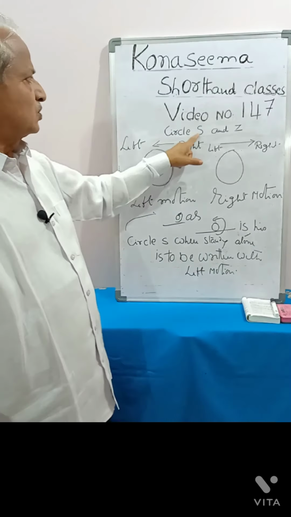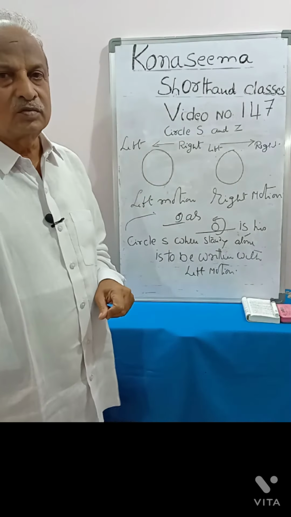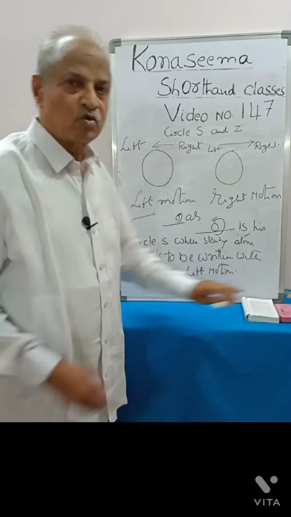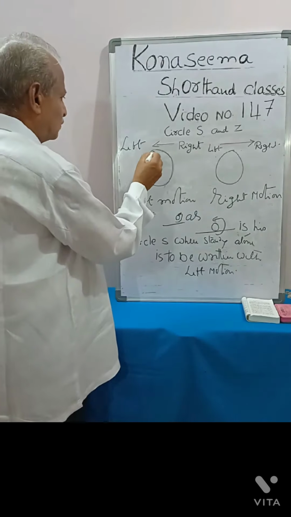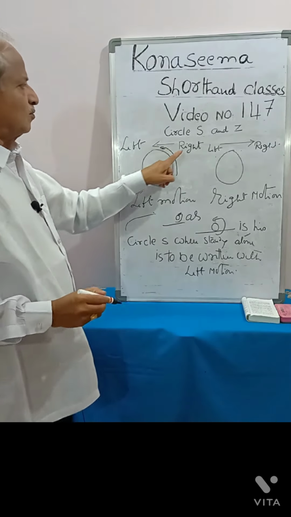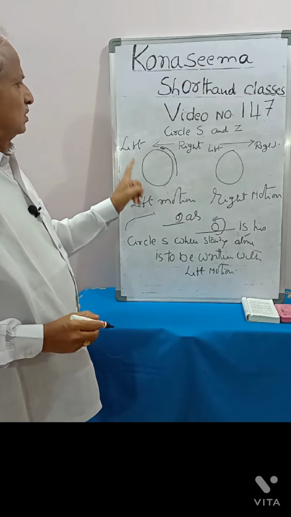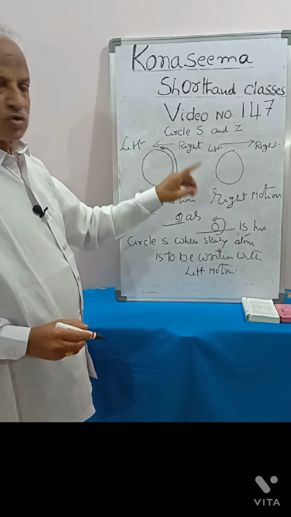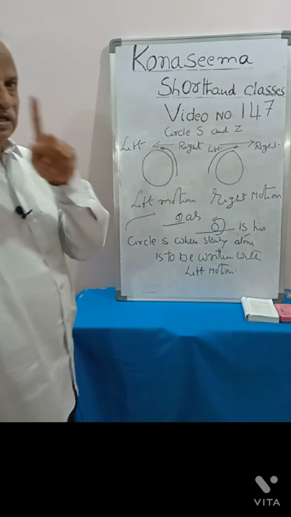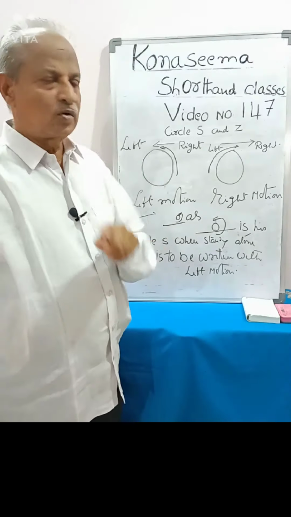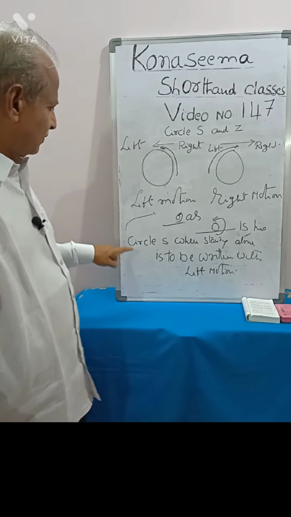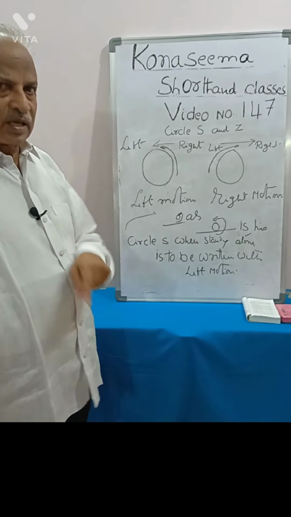The circle S, when standing alone, is to be written with left motion. What is this left motion? If you write like this, it is left motion, from right to left. The opposite motion is called right motion. When the circle is standing alone, it is to be written with left motion. You see here grammalogues are there.